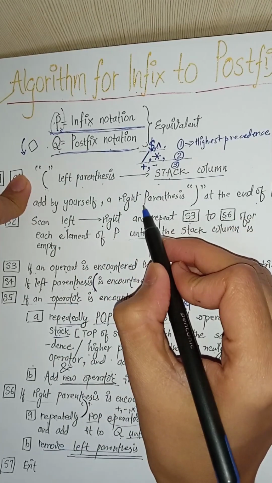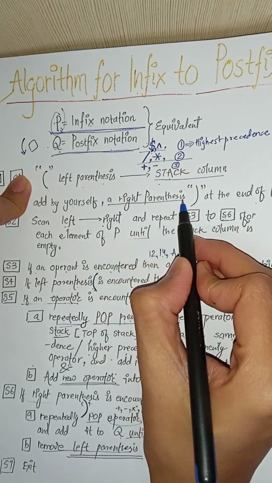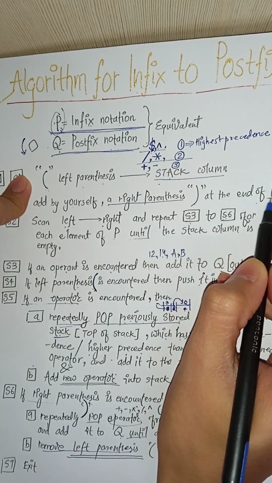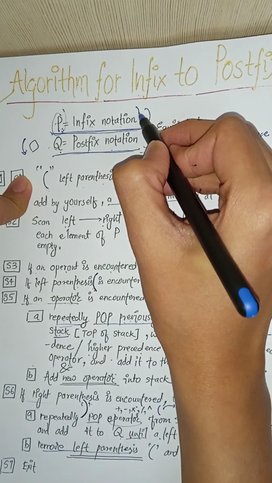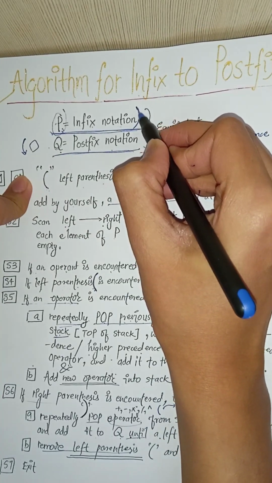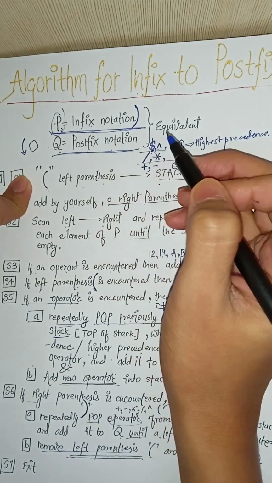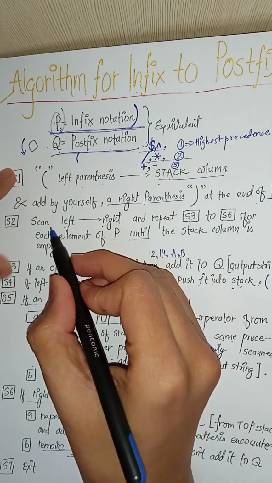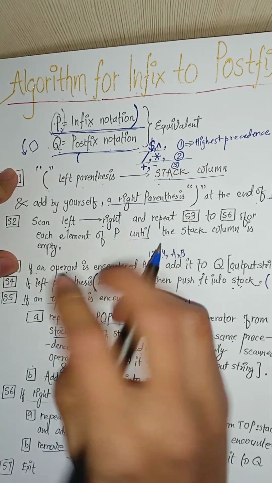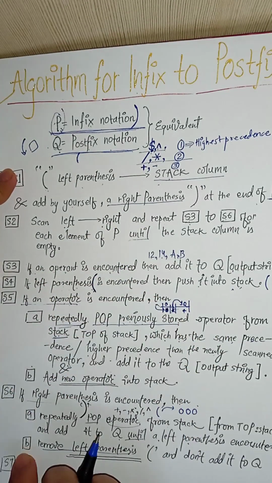Okay, and one more thing, add a right parenthesis at the end of P, that is the infix notation. So for a given question you have to add the right parenthesis to P, and for the stack add the left parenthesis. Okay, so start scanning from left to right, and repeat step 3 to step 6.